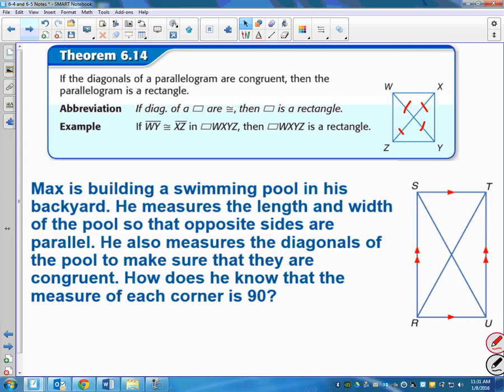Do you see where this might be useful in real life, when people are building things? If you didn't have a way to measure the angle, but you measured out parallel lines and then you measured out the diagonals and they were equal, then that verifies that it's a 90 degree angle. So yeah, that's exactly right.